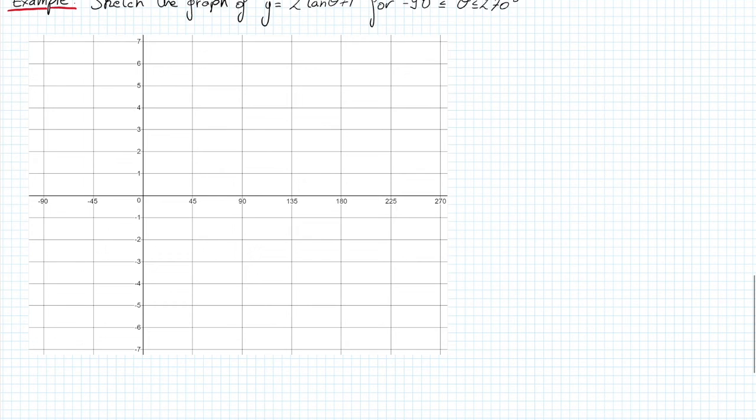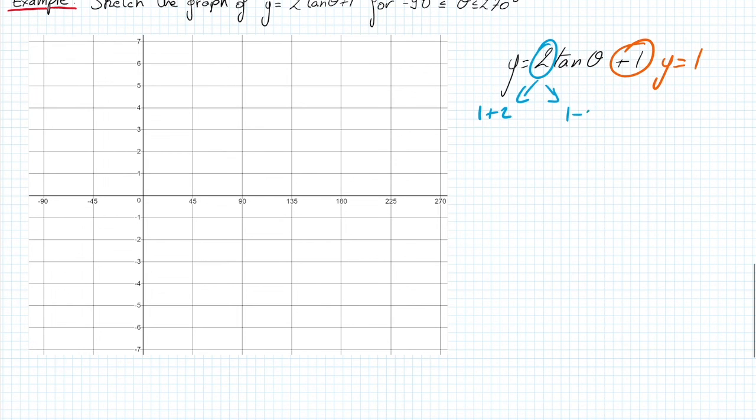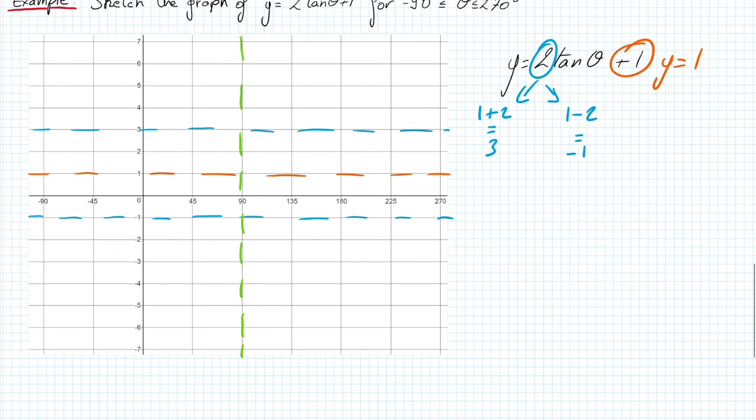Let's look at a second example. We have 2 tangent theta plus 1 and we want to graph it between negative 90 degrees and 270 degrees. So first thing, 2 tangent theta plus 1 means the axis of the curve is y equals 1. Our amplitude is 2, so we're going to get one line at 1 plus 2 and another line at 1 minus 2. So to help us, we get one line at 3 and one line at negative 1. The first asymptote is at theta equals 90 degrees. If we go in the negative, we have one at theta equals negative 90 degrees, which is in the domain. And we have one at theta equals 270 degrees.